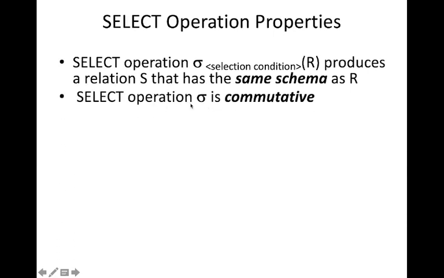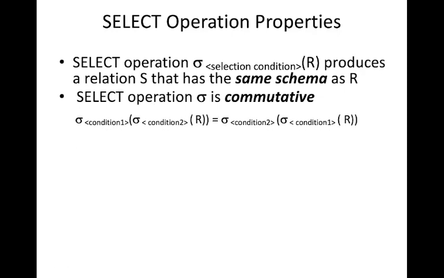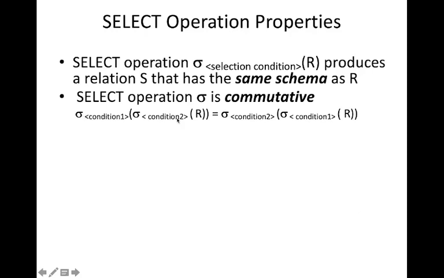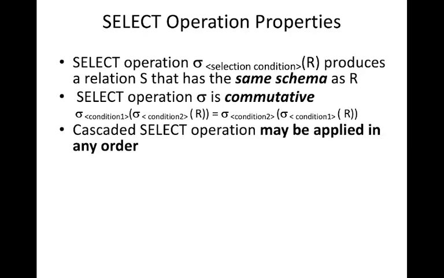Then the select operation is commutative. You have heard about commutative in mathematics. So here this is what is meant by a commutative operation. If you have 2 conditions, sigma condition 1, sigma condition 2 of R, you can either select based on condition 2 and then apply condition 1, or you can apply condition 1 first and then apply condition 2. Both will result in the same relation. That is why the select operation is commutative.